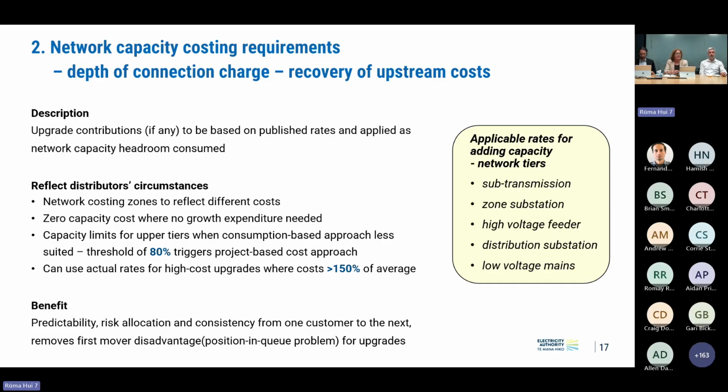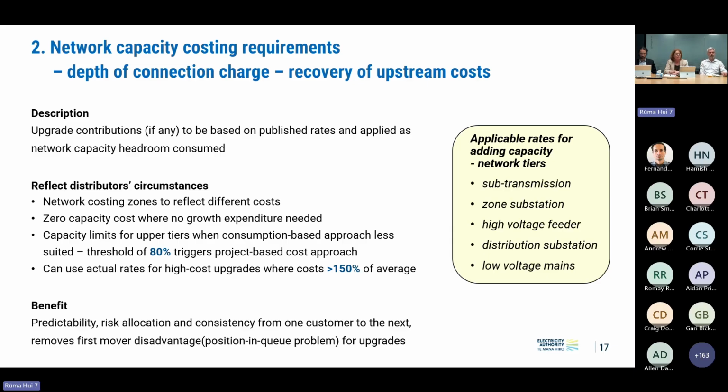We propose that if a distributor allocates network capacity costs to a connecting party, it must be done using published rates, not by charging for network upgrade projects. If published rates are used, the rates must reflect the average cost of adding capacity at each network tier. This would mean that where a distributor charges for upstream investment, all connection applicants are charged on a consistent basis for consumption of network capacity.